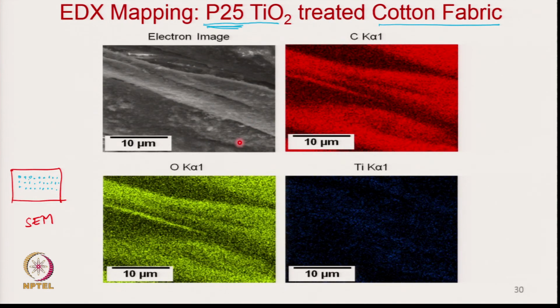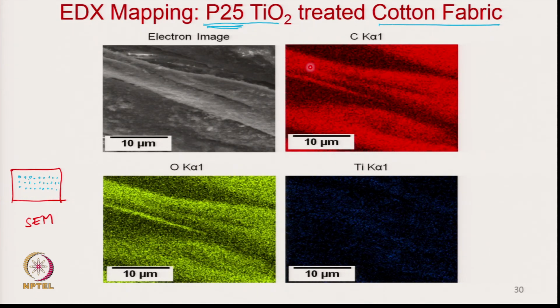Now, how do we tell anyone that these are titania? It may be anything. So what we have done is mapping of 3 elements: carbon, oxygen, and titanium. Obviously, my cotton fiber has carbon as well as oxygen, and this is K alpha 1 and K alpha 1, a specific transition peak from EDS. Then we have taken titanium as well. So you can see, as expected, a lot of red is there now.